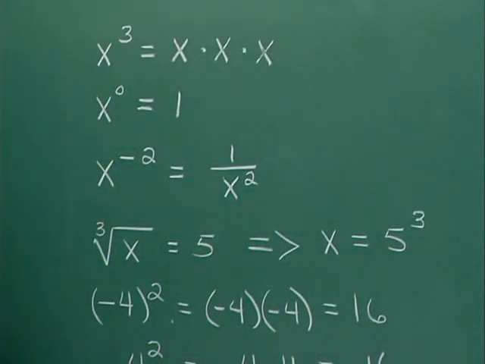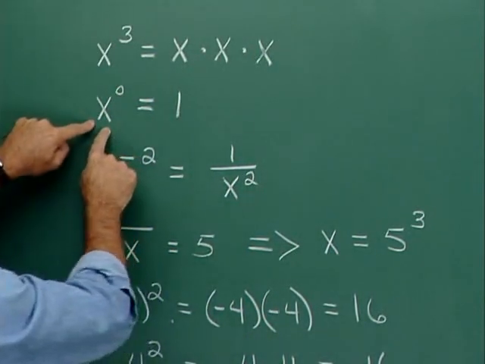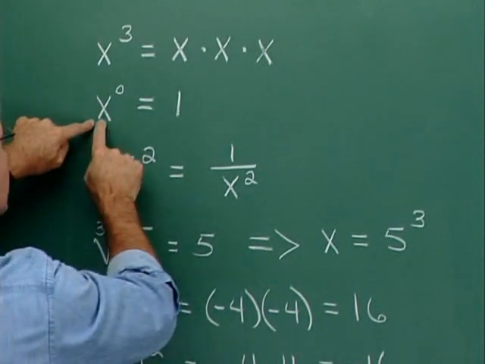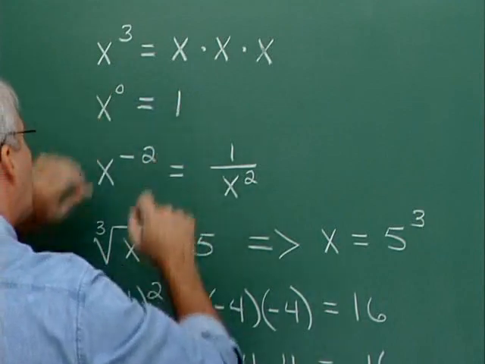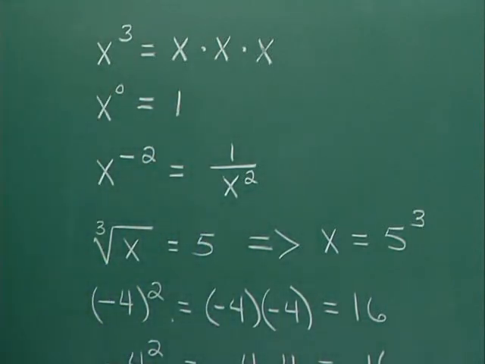When 0 is an exponent and the base is not 0, then the result is simply 1. So any base to the 0 exponent is equal to 1 except 0.